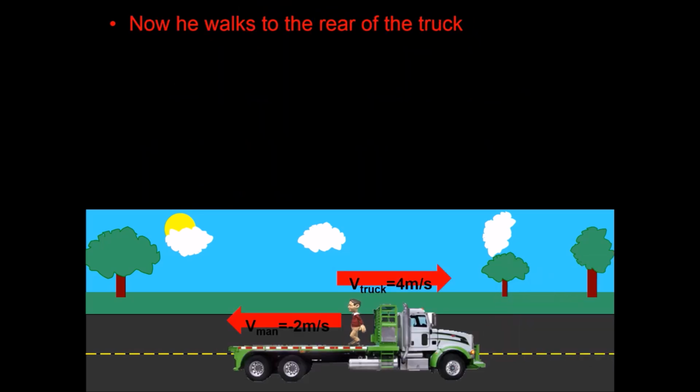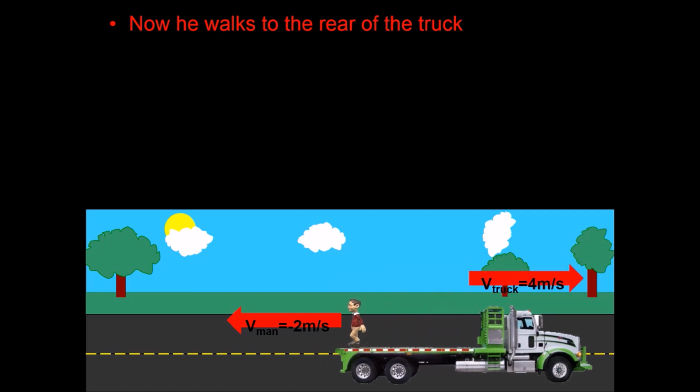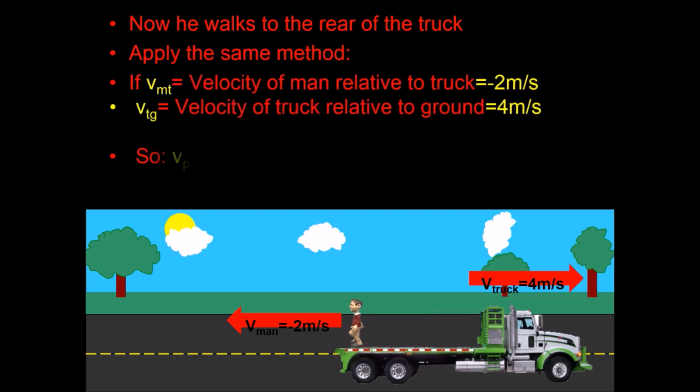Now in this case, the man is moving to the rear of the truck at negative 2 meters per second, with the truck still moving at 4 meters per second. So once again, the velocity of the man relative to the truck is 2 meters per second, but now he's going in a negative direction. So you will experience him essentially moving at 2 meters per second in the opposite direction.